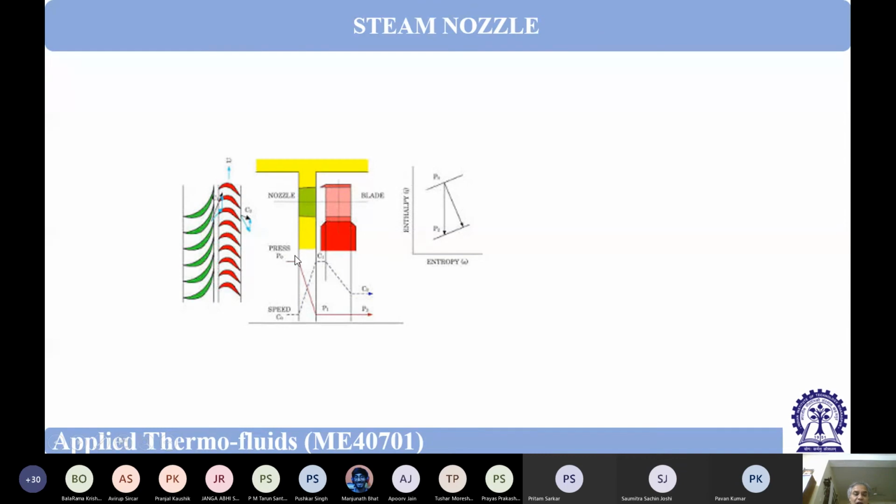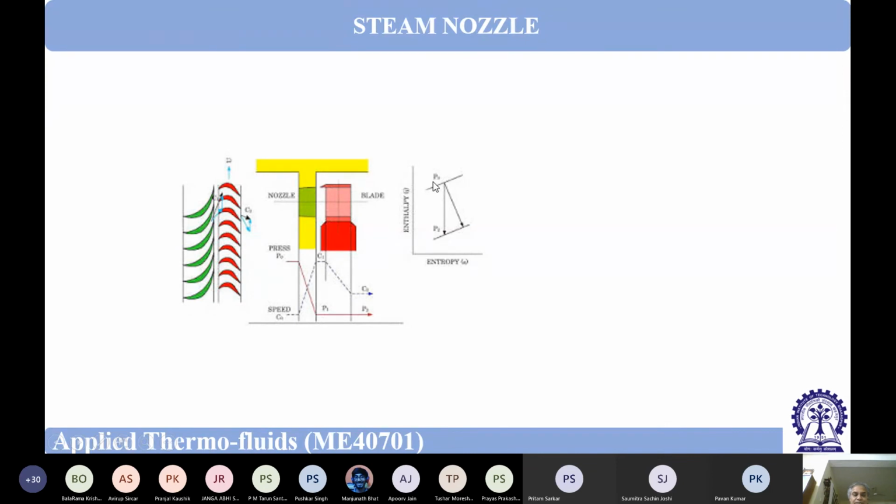And how is pressure changing? Very high pressure over here. In the nozzle there is a drop in pressure, and through the blade pressure remains almost constant. Velocity in the nozzle increases. This is the gap between nozzle and blade, where there is no change in velocity. As it passes through the blade passage, the velocity changes, and after that there is no change in velocity. So this is how pressure and velocity change when steam passes through the nozzle and blade.